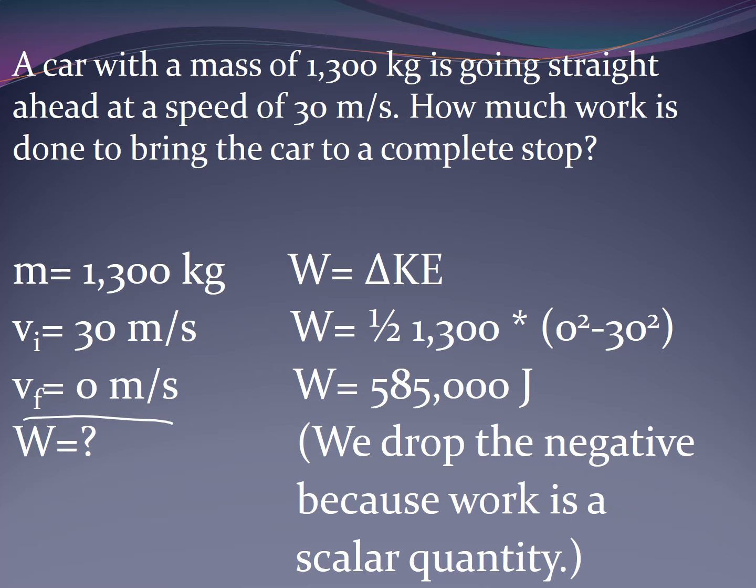So here work is a change in kinetic energy, and we can use this formula. So let me rewrite this. We decided to use 1/2 m vf squared minus vi squared. So 1/2 m, which is 1,300 kilograms, times our final velocity is 0, 0 squared is 0, minus 30 squared. So when we multiply all this together, we get work is equal to 585,000 joules. So we drop the negative because work is a scalar quantity. It does not have a direction.